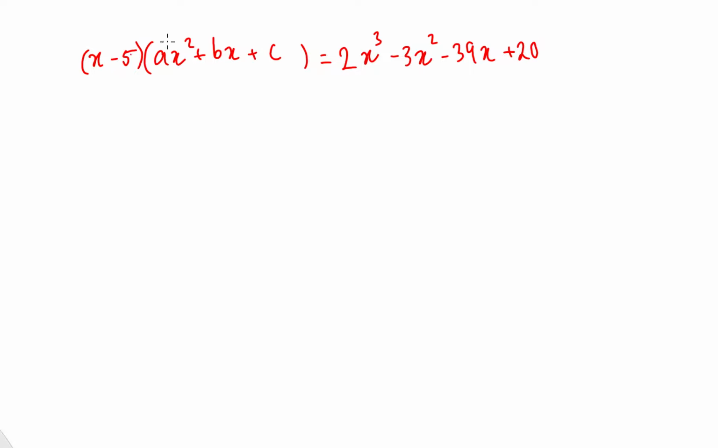What we can do now is expand the brackets. This may be a little bit longer, but some people prefer it this way. So let's have a look at expanding these brackets. This is going to result in x times ax squared, so ax cubed, plus bx squared plus cx, minus 5ax squared minus 5bx minus 5c.